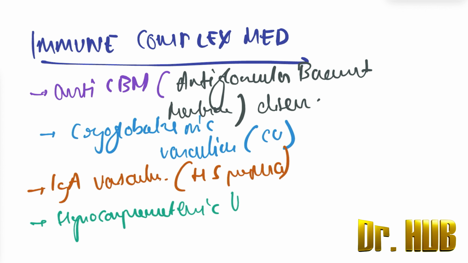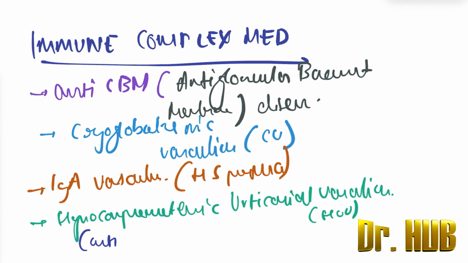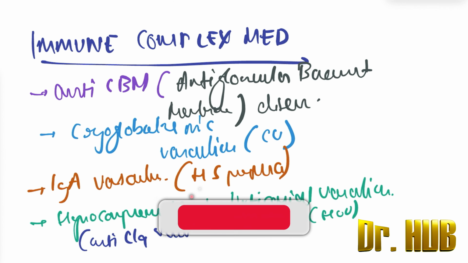Next, there is the hypocomplementemic urticarial vasculitis. This is nothing but the HUV, and it involves the anti-C1q vasculitis.